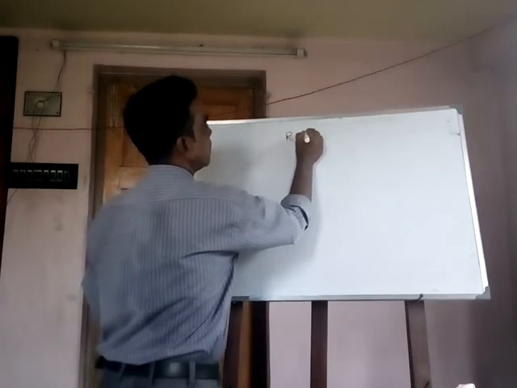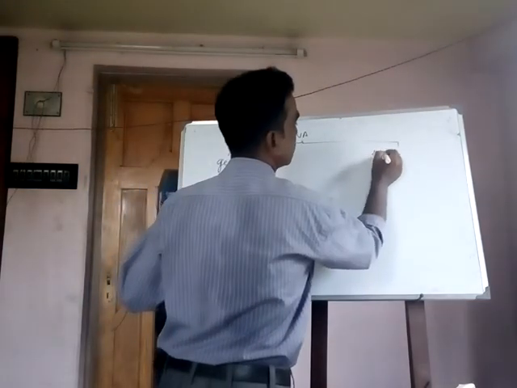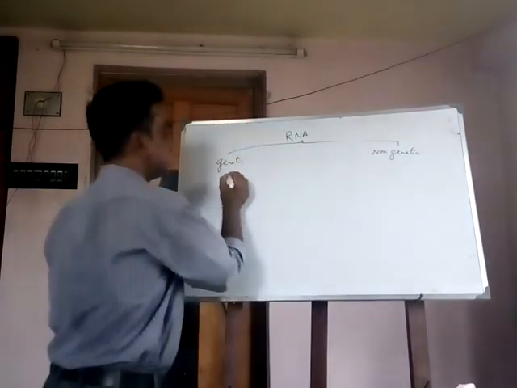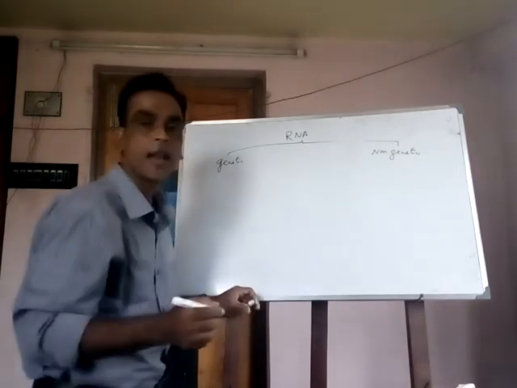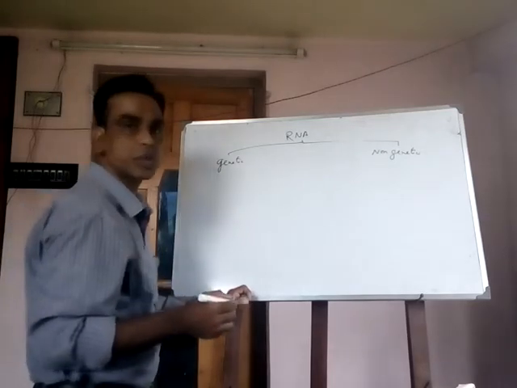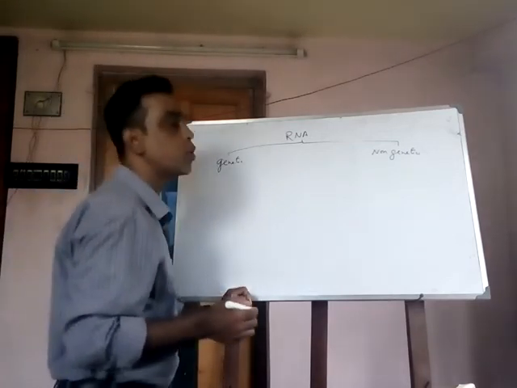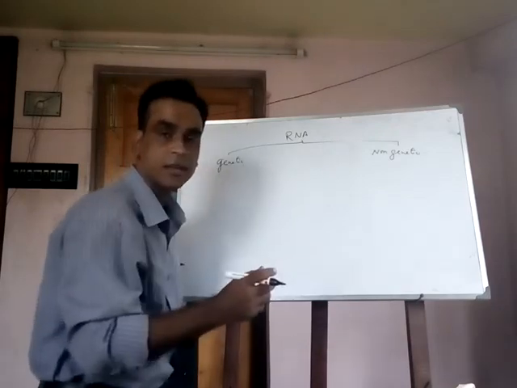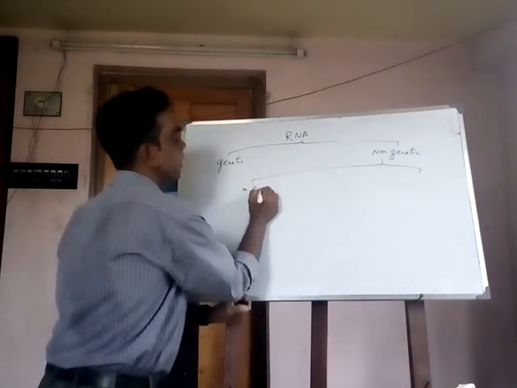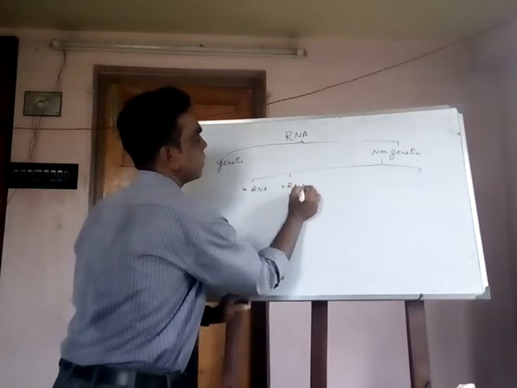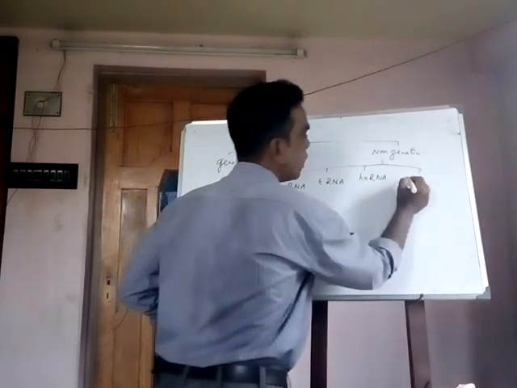RNA is of two types: one genetic, another non-genetic. Genetic means the viral RNA. By this material, viruses can reproduce, but living organisms besides viruses cannot reproduce using RNA as genetic material. Non-genetic RNAs are of five types: messenger RNA, mRNA, ribosomal RNA, rRNA, transfer RNA, tRNA, heterogeneous nuclear RNA, hnRNA, and small nuclear RNA, snRNA.